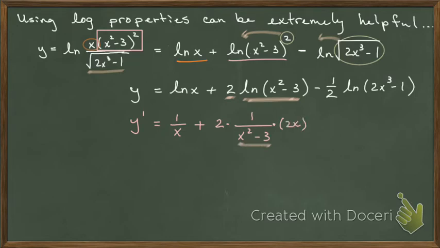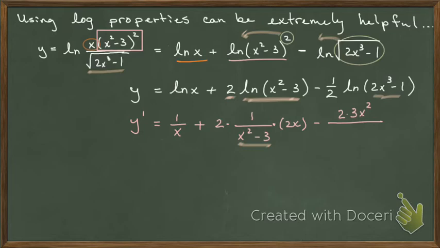Okay? So that's the derivative of a log of something, log of u, times u prime, the derivative of the something, minus 1/2 times the derivative of log of 2x cubed minus 1. So I've already written there the derivative of the inside. Derivative of the inside is 2x cubed. Derivative of 2x cubed is 2 times 3x squared, or 6x squared.